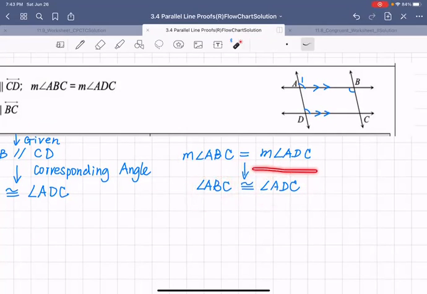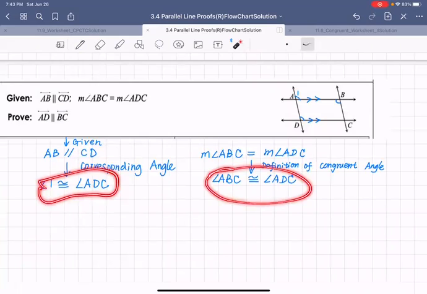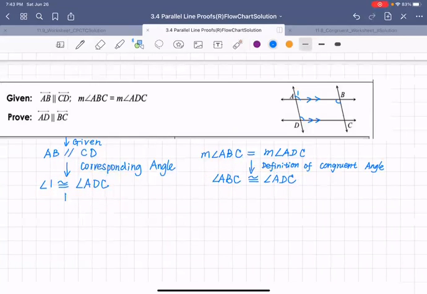And what you want to put here, you always say definition of congruent angle, okay? Next, you already have here and here. Can you please tell me what we conclude for this? AD is parallel to BC.